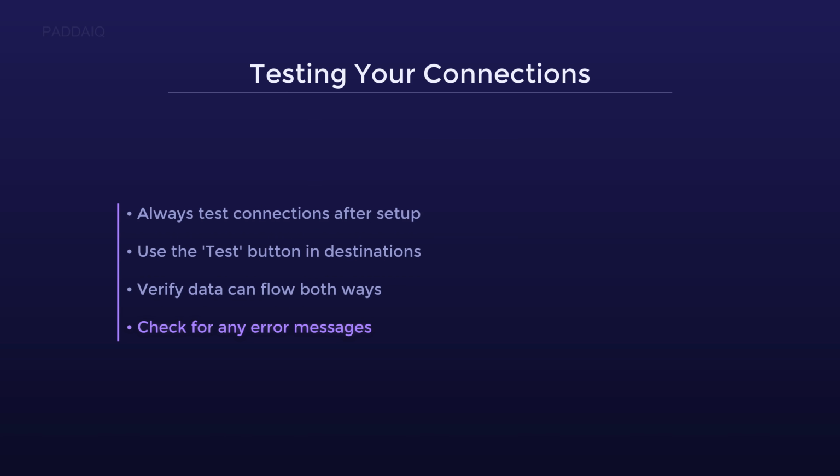Check for any error messages. This means looking for warnings or failures in your system logs after establishing a connection. For instance, when connecting to an external API, a message might state authentication failed. Always review these logs to quickly resolve issues and ensure your integrations work correctly.